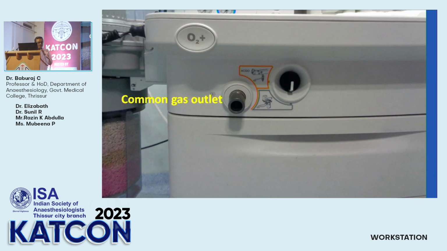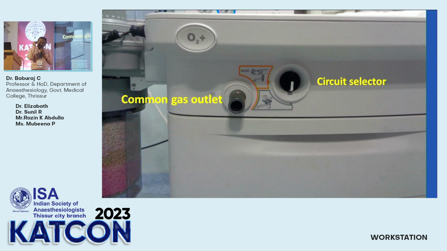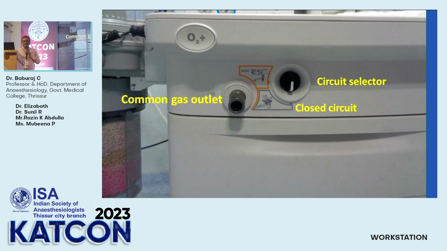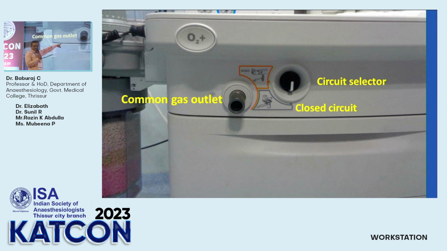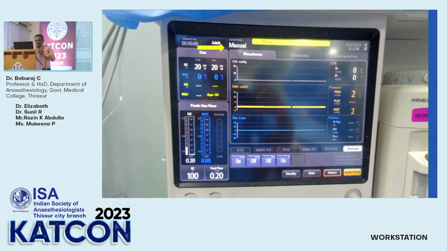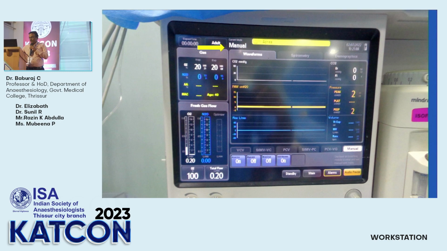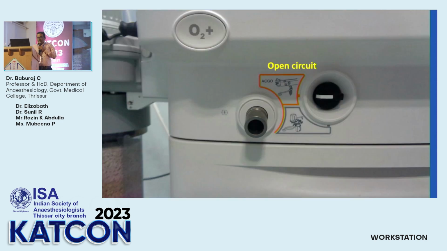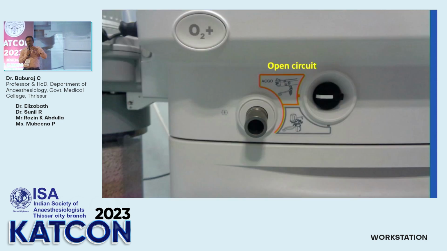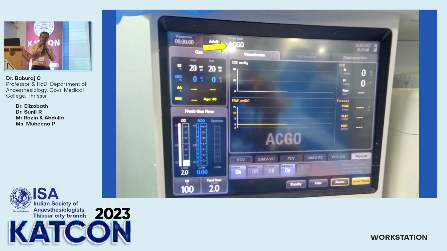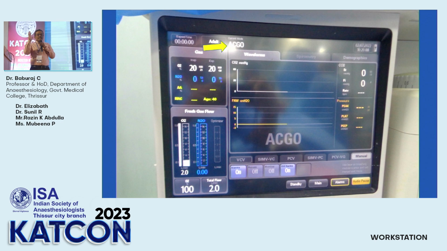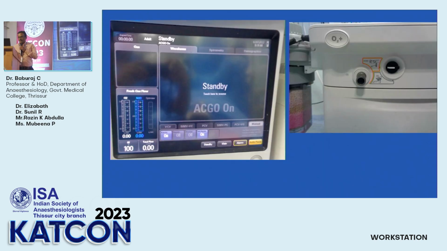Second stage, he has already said. And the common gas outlet. There is something called the circuit selector. Usually accidents happen, so always make sure that the circuit selector is in the proper position. See, if you are selecting the closed circuit, it should be directed like this. When you select the closed circuit, in this panel it will show either manual or VCV, if you have started ventilation. But when you turn the knob to the open circuit, you can see what will be on the screen? It is ACGO. So whenever you are doing pre-oxygenation, make sure that your patient is getting oxygen. Just look at the circuit selector and see whether it is in the right position or not.